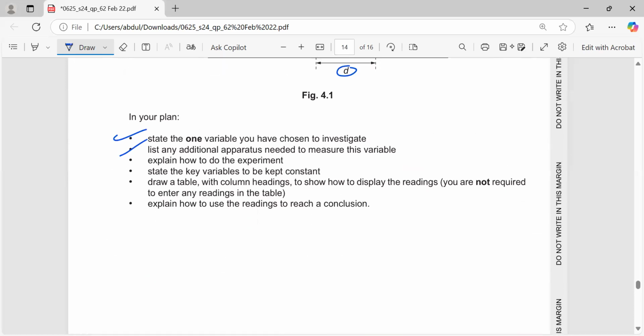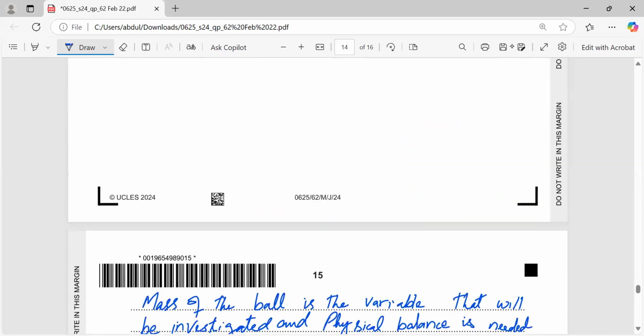So first 2 points actually I have. See this one and this one. Explain how to do the experiment. Now think first of all what to do.